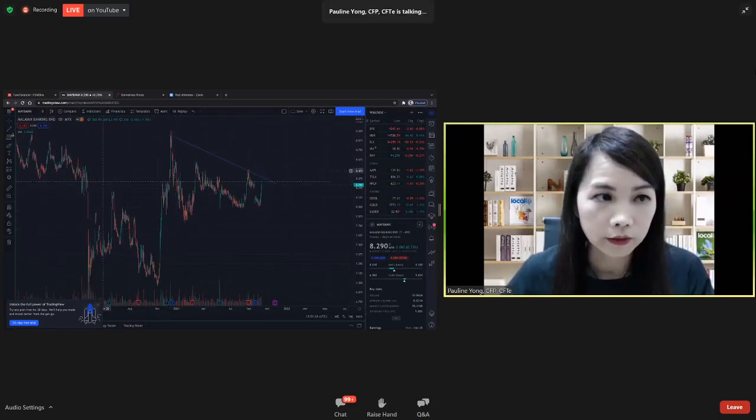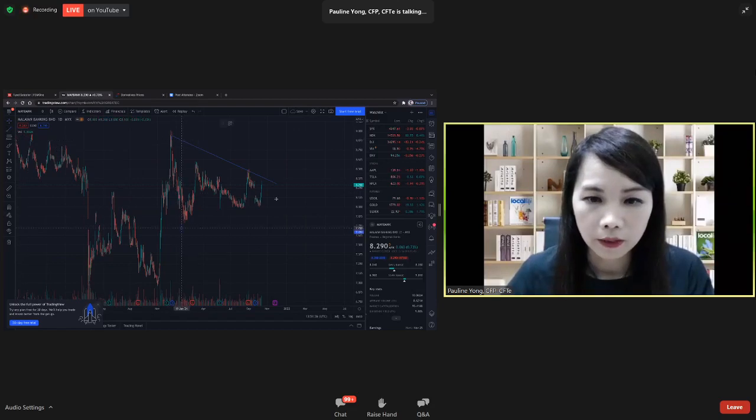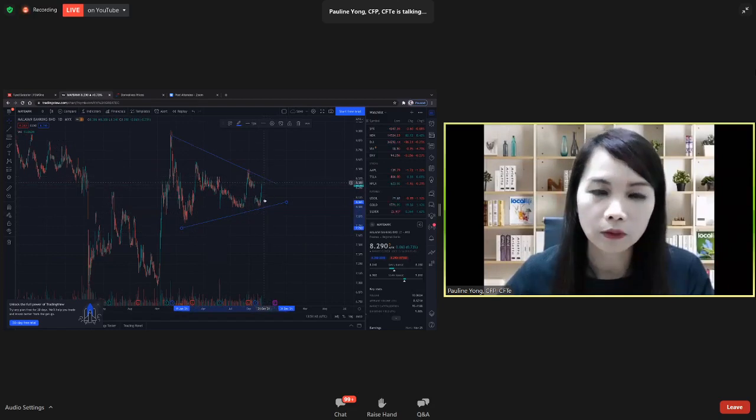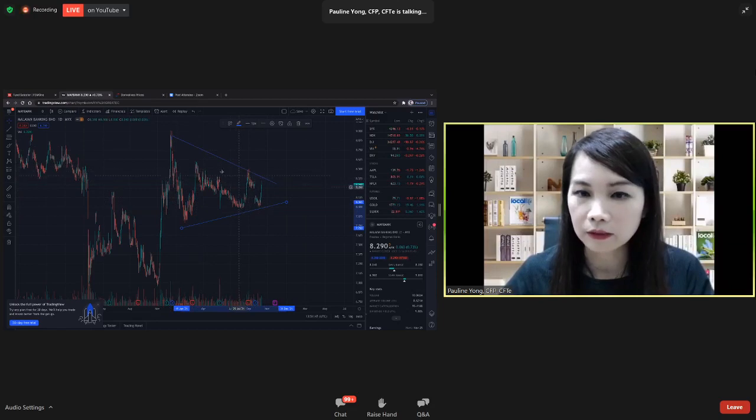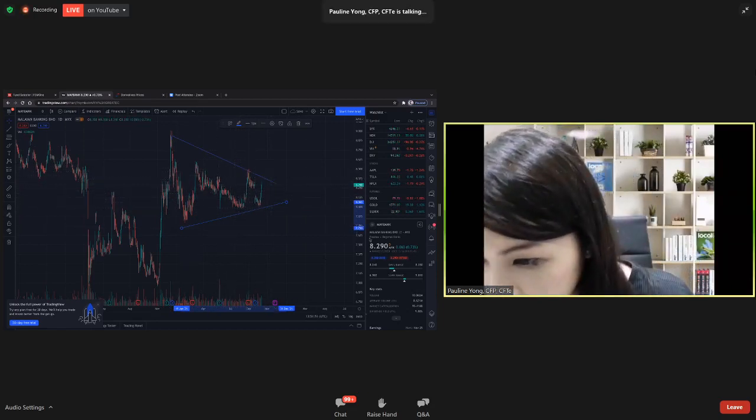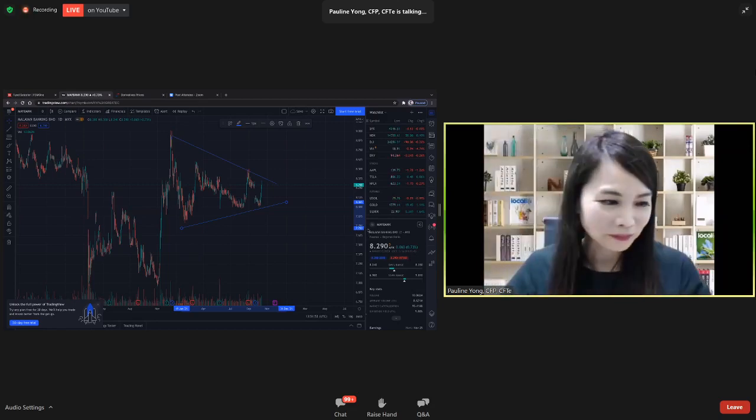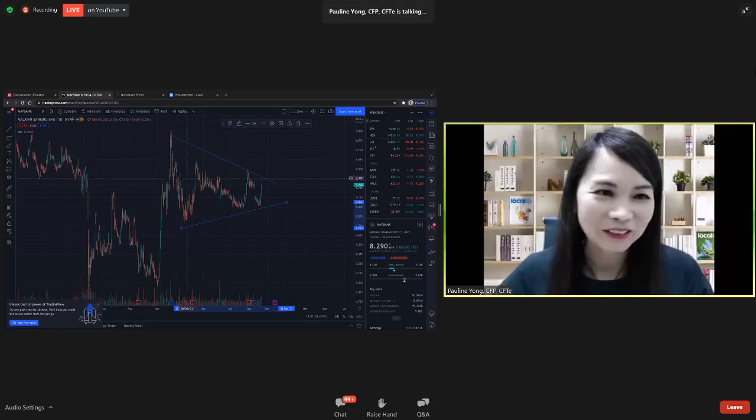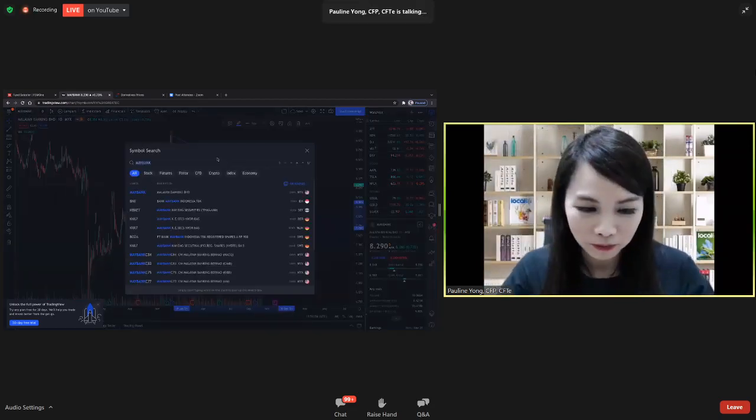It's also a triangle, whereby A, B, C, D, E. And then you're going for a breakout as well. So this is a typical triangle pattern that you always see in a Bursa Malaysia stock. Very typical. Okay, then I try to do as many as possible.